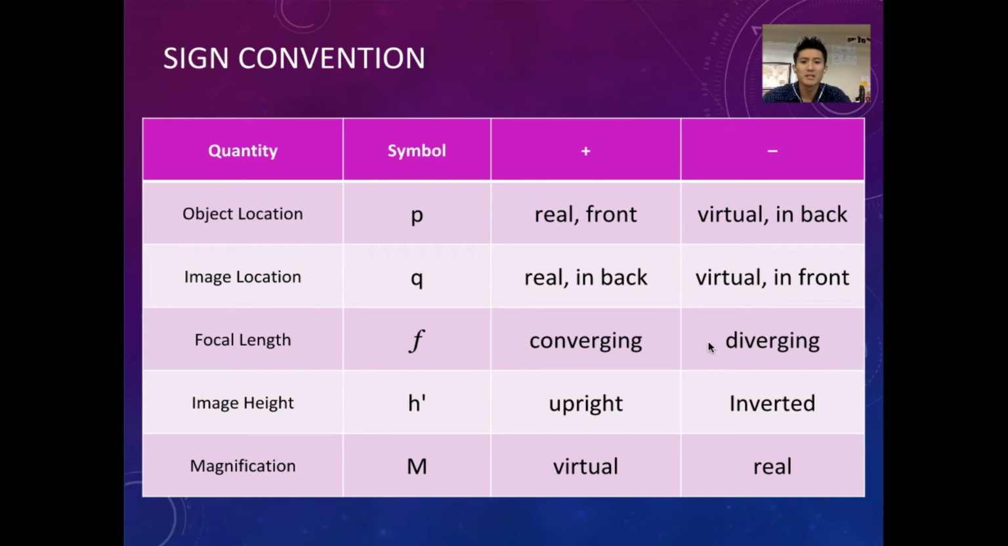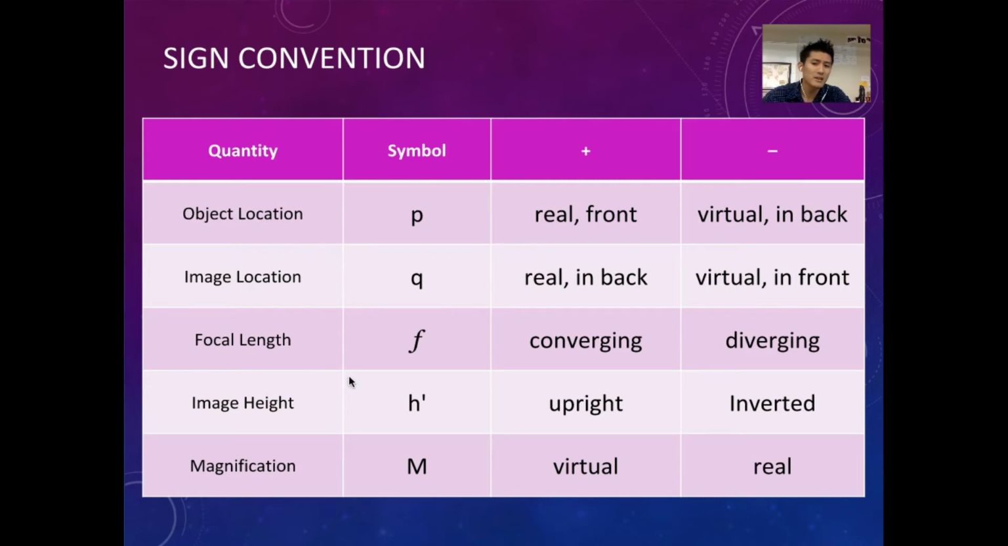So here's our sign convention, and it's pretty much the same thing, right? If p is positive, it's going to be a real object. It's going to be in front of the lens. Vice versa if it's negative. The image distance q is going to be real if it's positive, and in back of the lens. So here's the difference: it's going to be in back of the lens. If q is negative, then it's going to be a virtual image in front of the lens.